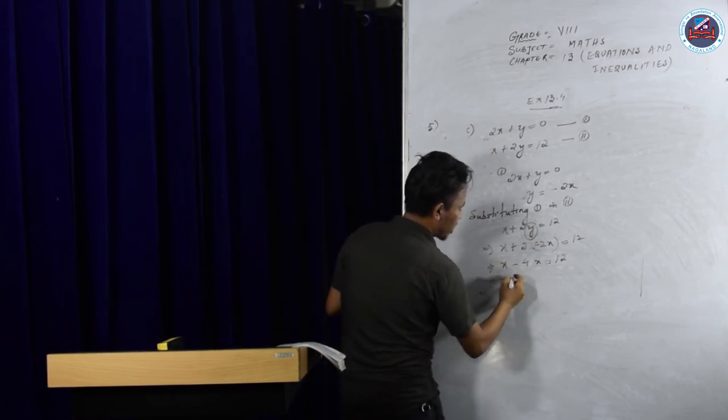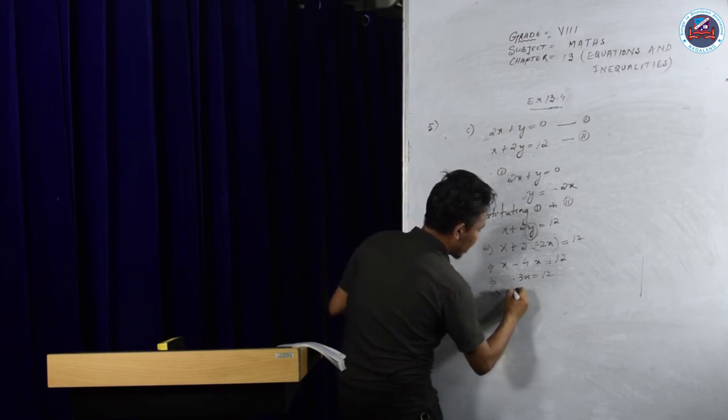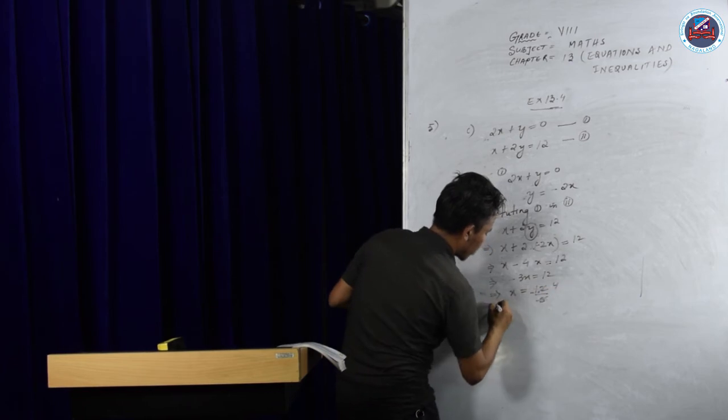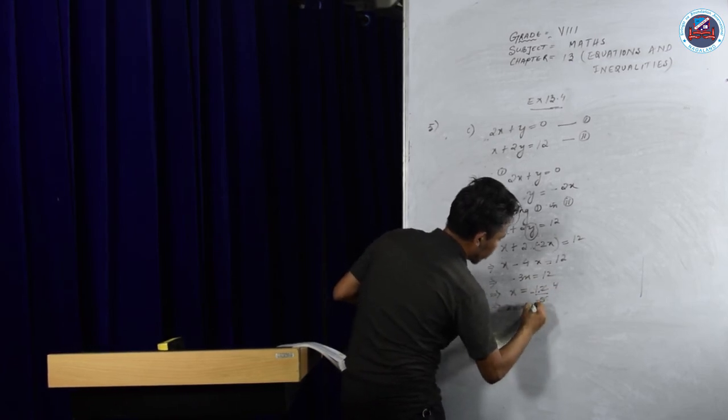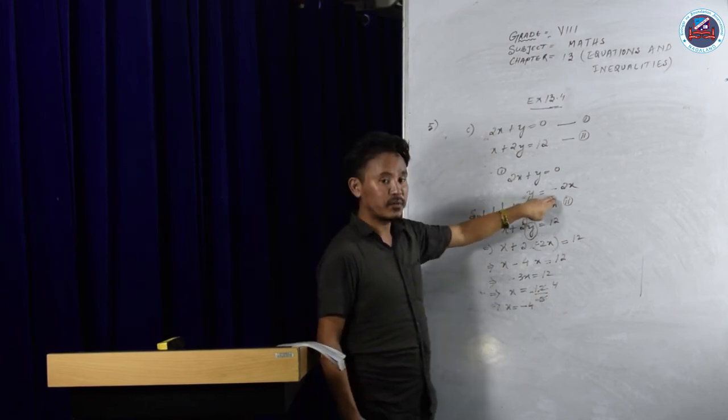x minus 4x gives us minus 3x equals 12. This implies x equals 12 divided by 3. That is x equals minus 4. Now, since I've got the value of x as minus 4, it's easier for us to find the value of y.